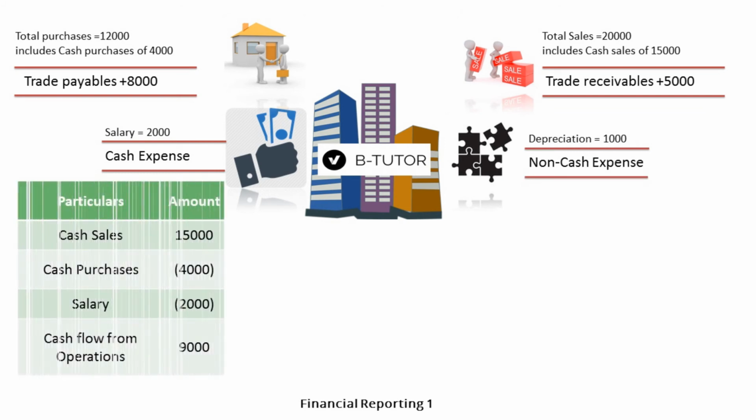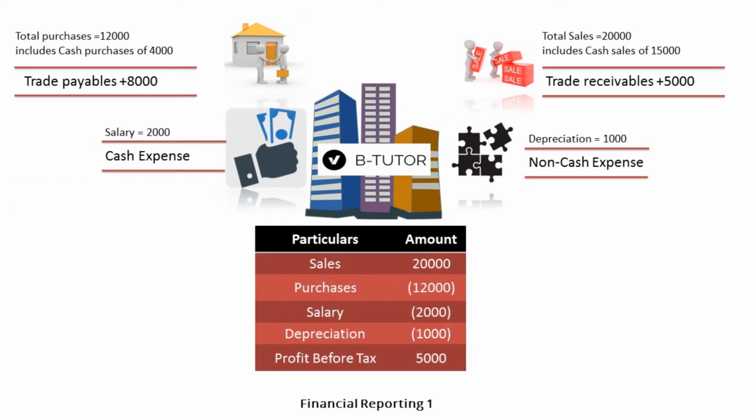First, we will see how to report under direct method. It says major classes of gross cash receipts and payments are to be reported. That is, add all cash receipts and remove all cash payments. From this we got cash flows from operations as 9,000. Now let's see the reverse process called indirect method.